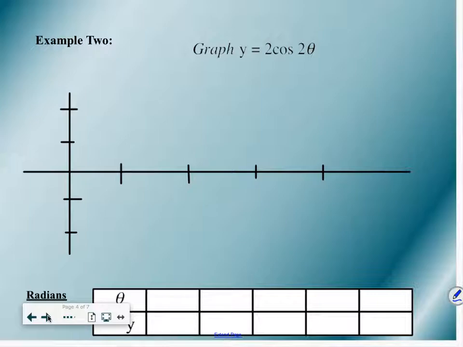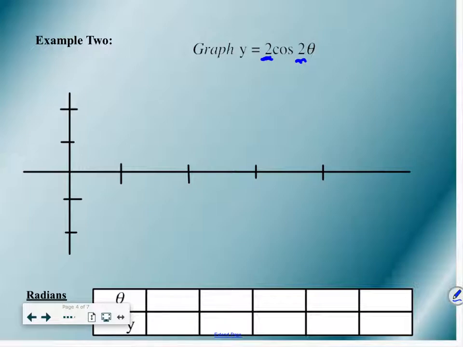Y equals 2 cosine 2 theta. The 2 out front means what? Amplitude. So my high is 2, my min is negative 2. What does this 2 mean? B is 2. So my period's 2? No.